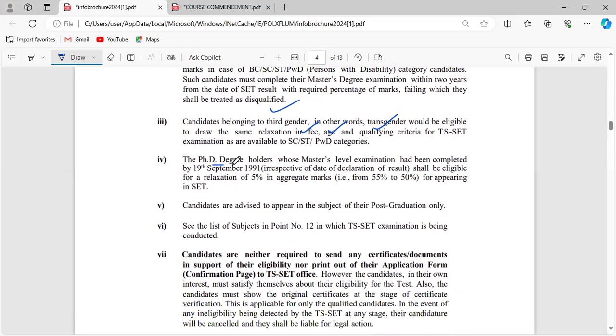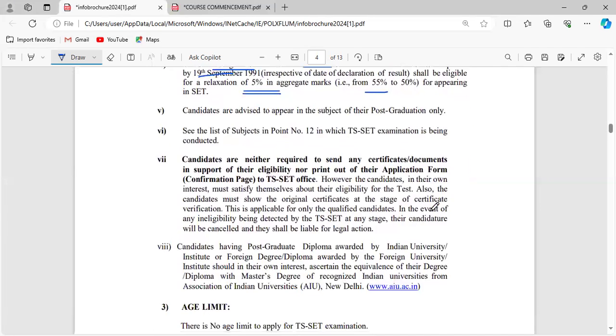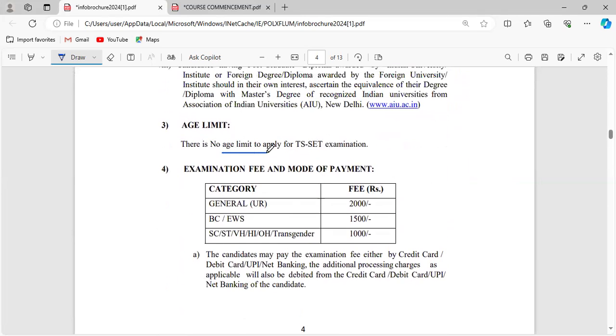And if you are a PhD holder who completed your master's by 19th September 1991, you can also apply for this examination with a relaxation of 5% in aggregate marks. That means you don't need to secure at least 55% in your master's degree; instead, at least 50% is sufficient. This is the most important eligibility criteria. And there is no age limit to apply for this examination.